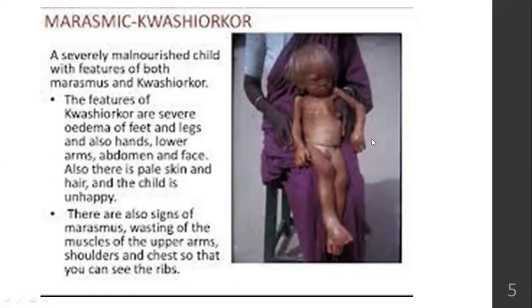So that is the sign and symptom of kwashiorkor. Even in the legs, you see the upper part of the legs is very skinny, but below the knee, the ankles, feet, it is edematous. So this is a case of marasmic kwashiorkor. The child has both the signs and symptoms of marasmus and kwashiorkor.